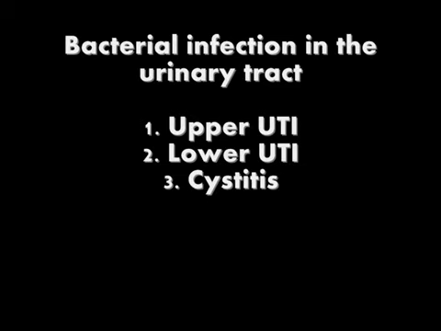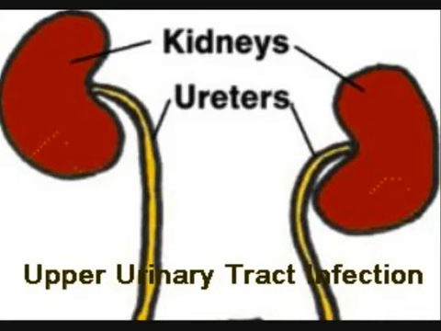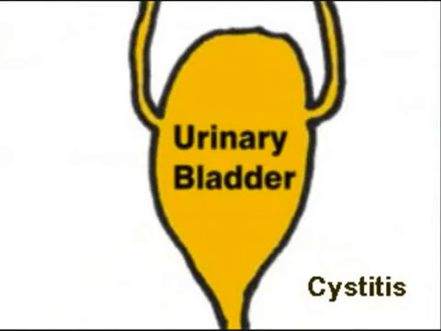So what is urinary tract infection? It is a bacterial infection along the urinary tract. It can be classified into three categories: upper urinary tract infection, cystitis, or lower urinary tract infection. For the upper infection, the affected organs are the kidneys and the ureters. For cystitis, the infection occurs in the bladder. As for the lower infection, the urethra becomes infected.